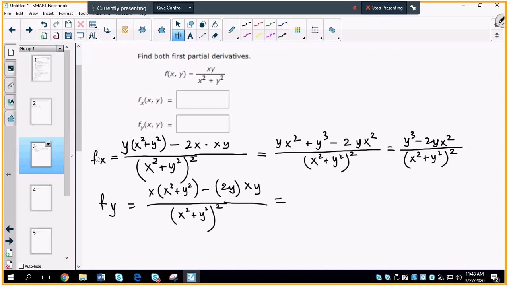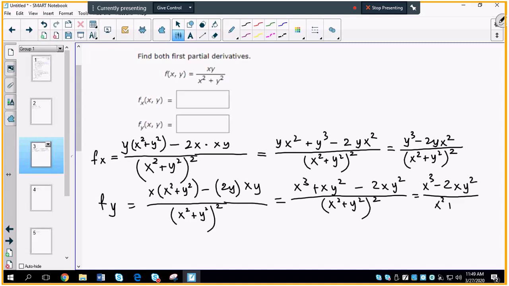And you get x to the power 3 plus xy squared minus 2xy squared. Again, I'm going to simplify that, and I will get a pretty similar term as the last one. I will get x cubed instead of y cubed, and minus 2xy squared instead of 2yx squared. The bottom is still the same, x squared plus y squared all to the power 2. And that answers your question about finding the partial derivatives with respect to x and y.